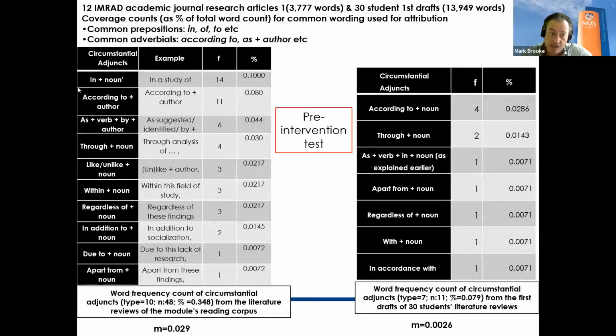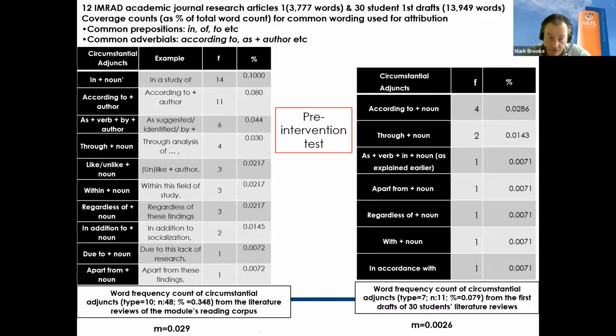I looked at the prepositional phrases and the adverbial phrases. Again, quite a distinct difference in the literature reviews from the published papers and those of the students. Only 7 types for students, but more importantly, only 11 times these occurred compared to 48 in the published papers. So this is really a way for me to see how the published papers behave and how that contrasts with students' writing.